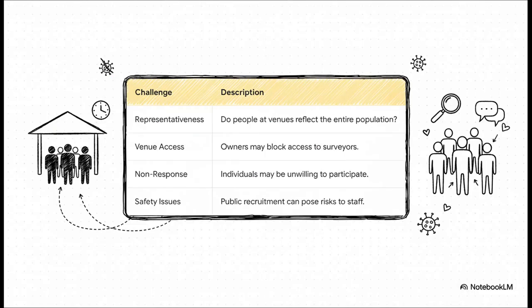But, of course, it's not a perfect system. There are some major hurdles. For one, are the people you find at a bar really representative of everyone? Maybe not. Sometimes venue owners just say, no, you can't come in. People might be busy or just not interested in participating. And maybe most importantly, you have to think about safety for both the researchers and the people they're trying to survey.